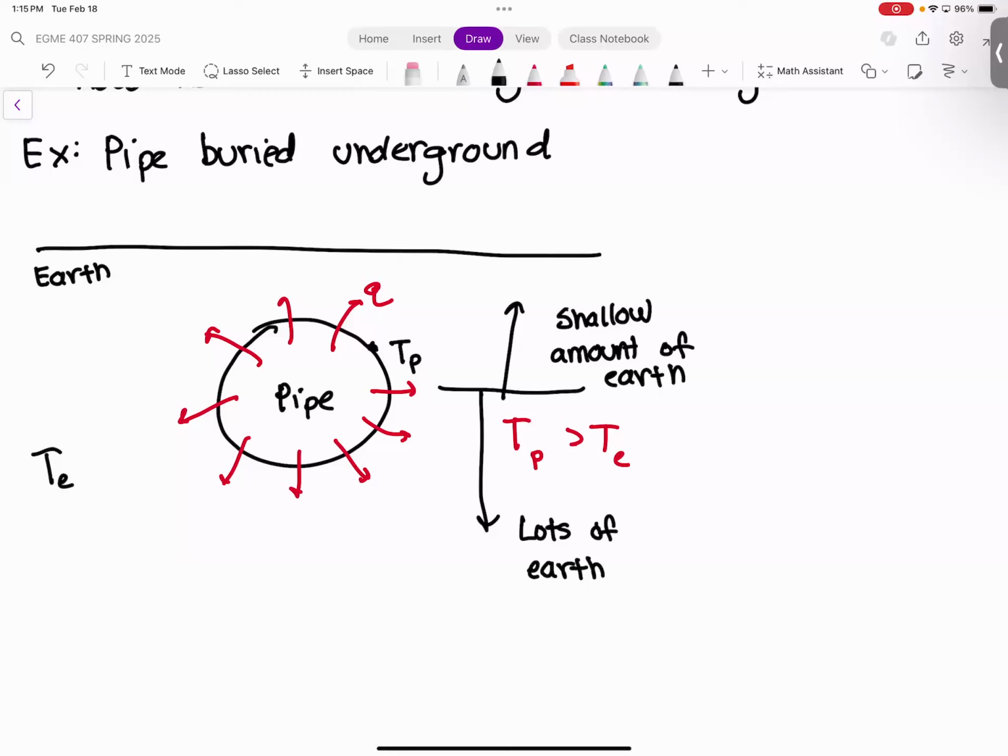So we have a non-symmetric situation. The fact that there's less earth above the pipe and more earth below it is going to affect the amount of heat transfer. I didn't draw these arrows too effectively because I drew them all the same, but there is actually going to be a difference in how much heat escapes off the top and how much heat escapes down the bottom.